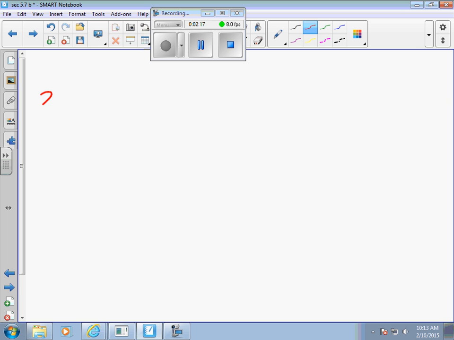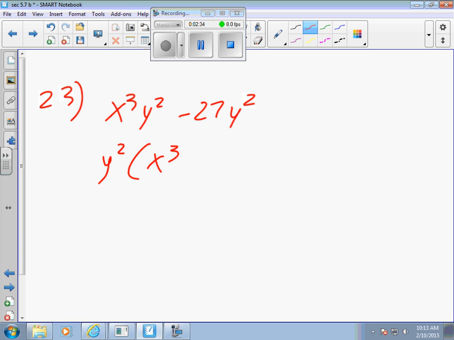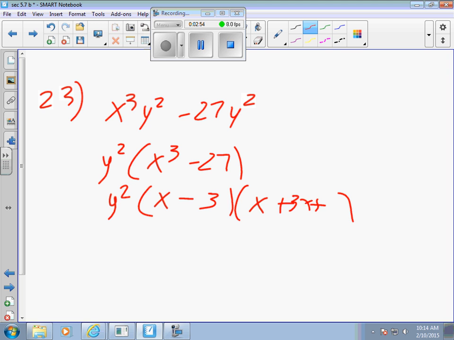Number 23. We have x cubed y squared minus 27y squared. In this one, it's a little bit different because we have to pull out a greatest common factor, which is y squared, leaving me with x cubed minus 27. And then when we factor the cube thing minus a cube thing, I get a binomial and a trinomial. The cube root of the first term is x, the cube root of the last term is 3, sign stays the same, sign is opposite, sign is always positive. Square my first term, multiply them together, square my last term.